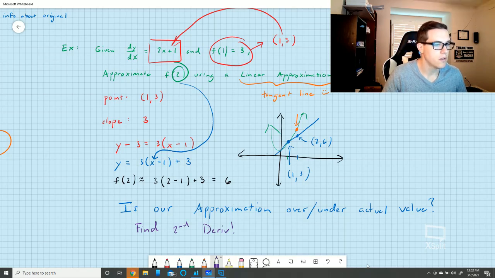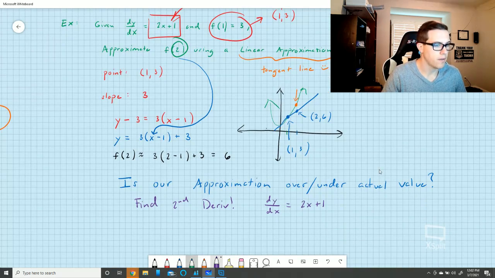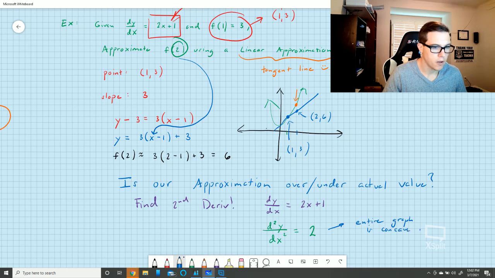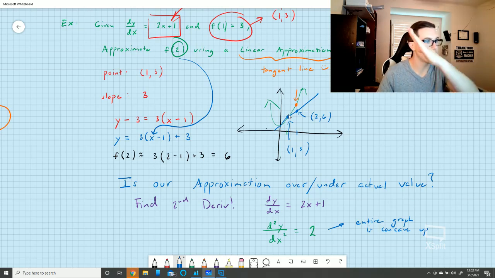So go to your dy dx derivative equation and find the second derivative using implicit differentiation, or in this case, just find the second derivative. This was the notation, and just take the derivative like normal. Derivative of 2x is 2, derivative of 1 is 0. 2, there's no x values, that means the entire graph is concave up. Which means if the graph is concave up, like in this picture, and we did a linear approximation, it bends up, but our linear line is a straight line, so we under-approximated the actual value.